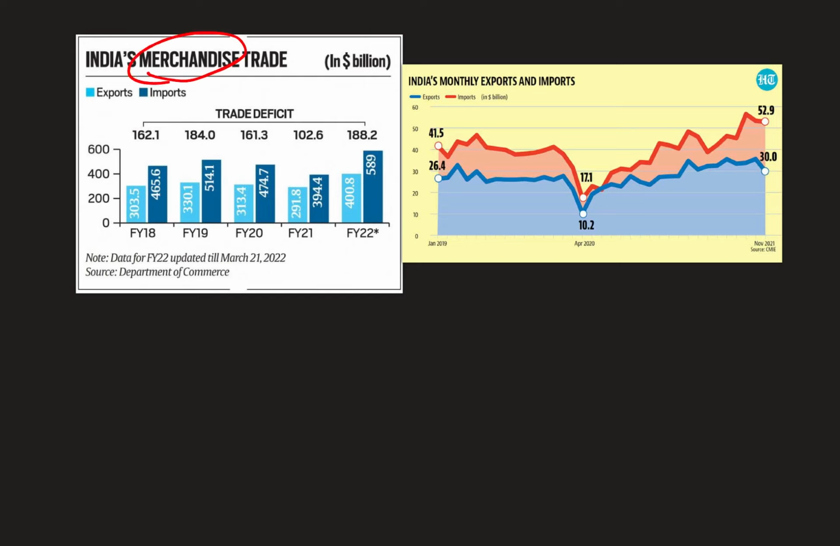When we talk about merchandise, we basically mean goods only, not services. And this does not include agricultural exports. Please remember that point. The good news is recently India touched a record 400 billion worth of exports in merchandise trade. But the problem here is the trade deficit, that is, imports are increasing at the same pace. We are importing more and selling less. That is a problem in any given scenario. This is the graph which denotes the same thing.